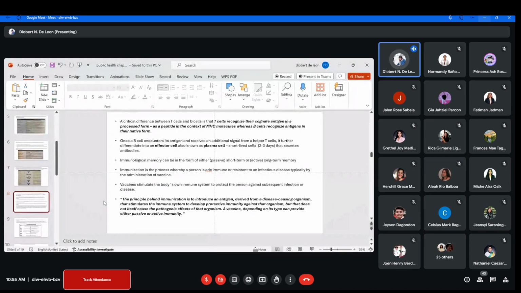And plasma cells, guys, are short-lived cells, and it takes them 2 to 3 days na mamatay siya, and that secretes antibodies. No? After siya mamatay, mag-secrete din siya antibodies. So that's it. Immunological memory can be in the form of either passive or short-term, or active or long-term memory. And immunization is a process whereby a person is aided.